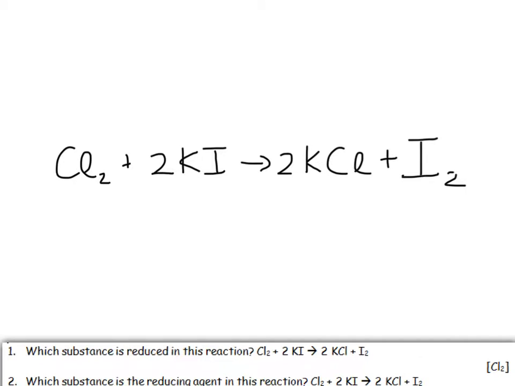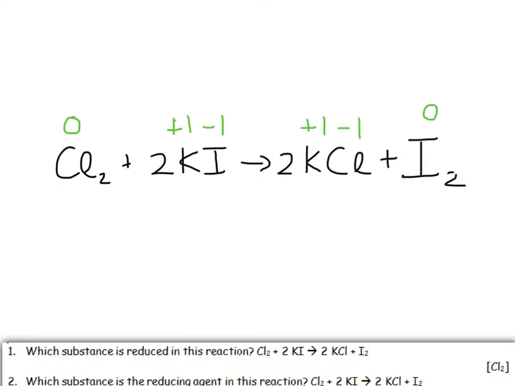Going through the electrochemistry quiz. Chlorine's on its own, so it's 0. Iodine's on its own, so it's 0. Potassium is in group 1, so it's +1. Iodine's in group 7, -1. Potassium +1. Chlorine in group 7 and -1.